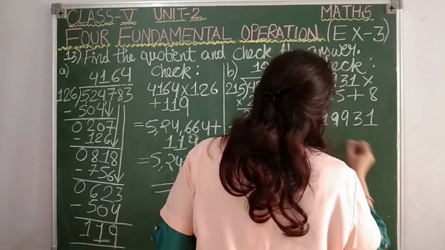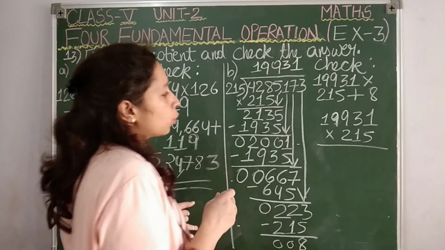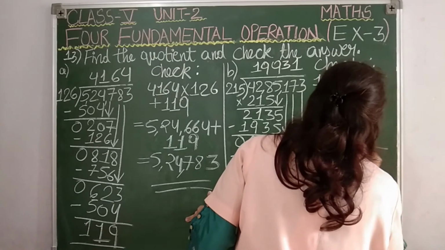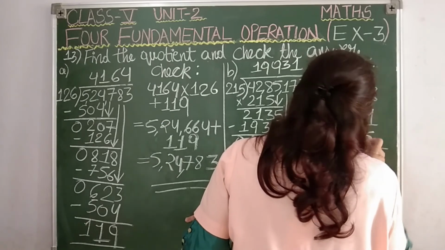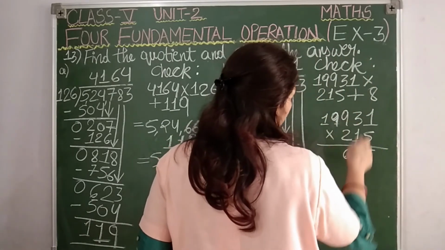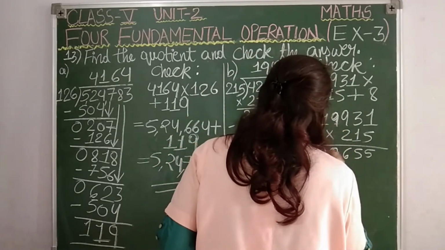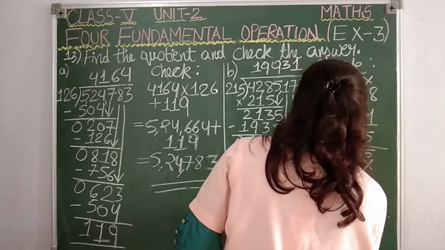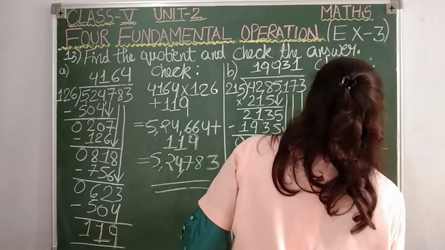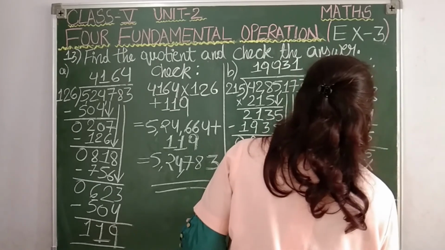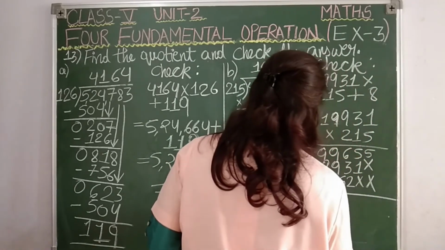19931 into 215. Okay students, let us multiply this. 5 ones are 5, 5 3s are 15, 5 9s are 45, 46, 5 9s are 45, 46, 47, 48, 49, again 4 carry over, 5 ones are 5, 6, 7, 8, 9. Okay, with ones are same digits we will get 19931. Okay, last digit, 2 ones are 2, 2 3s are 6, 2 9s are 18, again 2 9s are 18, 19, 2 ones are 2, 3.